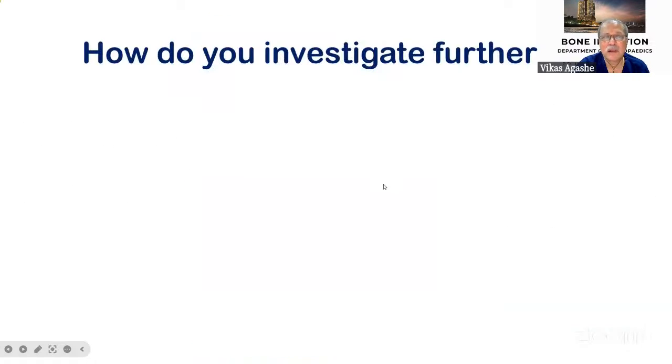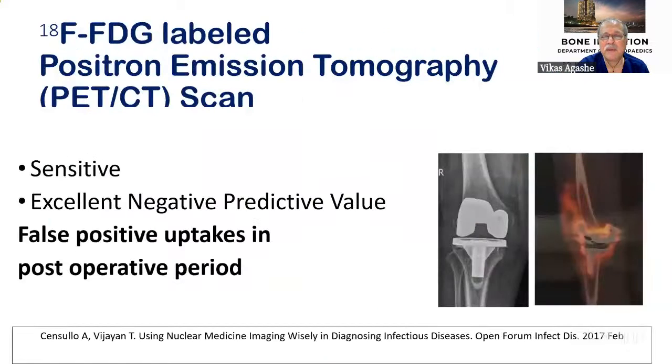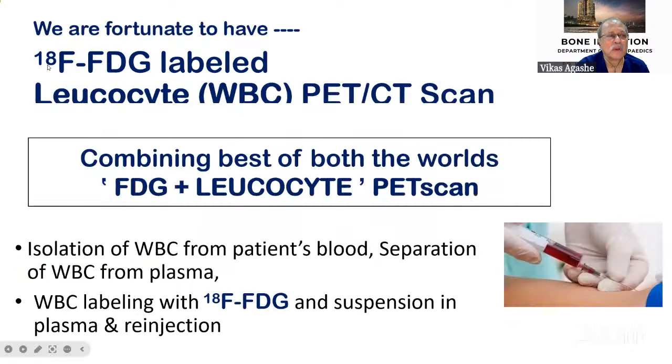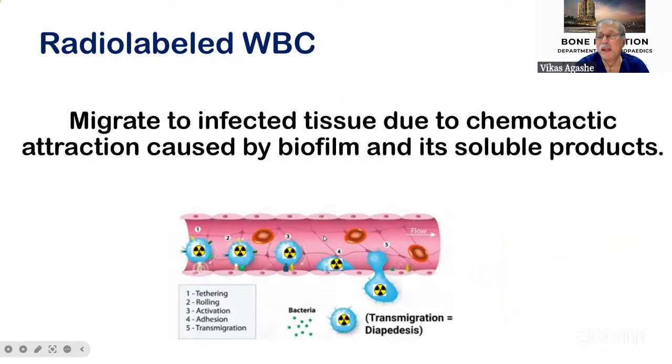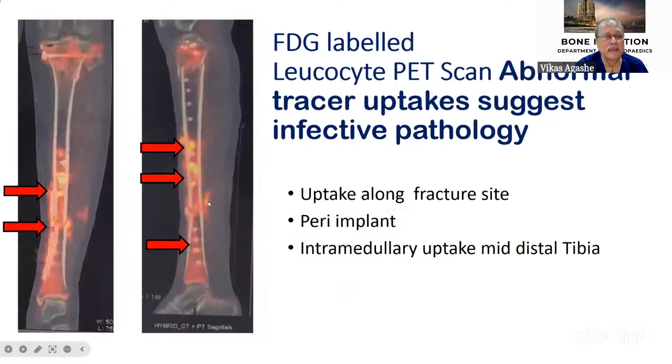So what we did was something new. This FDG labeled leukocyte PET scan, which is available only in 3 centers in India. Fortunately, we have it. So we withdraw WBCs, label them with 18F FDG and then re-inject. And they go to the biofilm, which attracts them. And here you can see the entire thing, this yellow thing is the infected thing. So it is underneath the plate. That's the plate. It is underneath the plate. And these yellow bright things you can see are the areas which are infected.